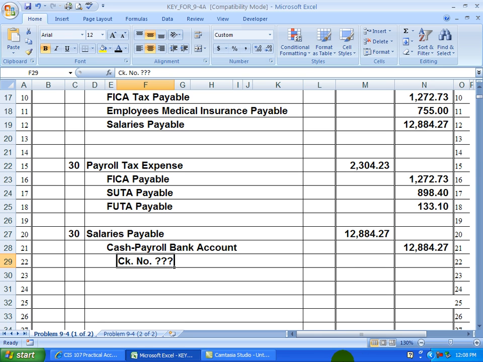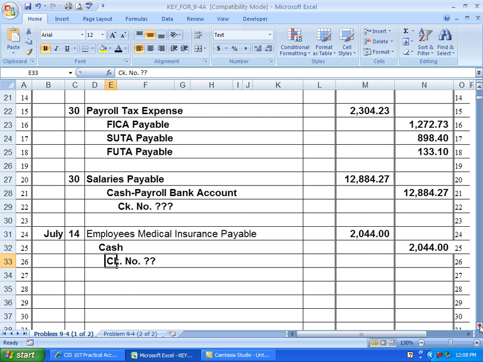On the 14th, we issued a check to the insurance company. We're sending in the employees' part of their medical insurance, and so we have to write in the month and the day, July 14th, and we are paying in the employees' medical insurance payable. This is how much they've been contributing, and you can find that balance back on page 325. And we're sending in a check for that amount, and we should have a check number. We don't in this particular illustration.